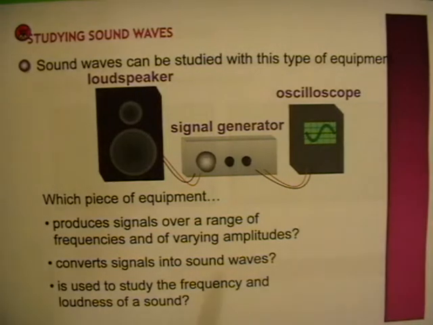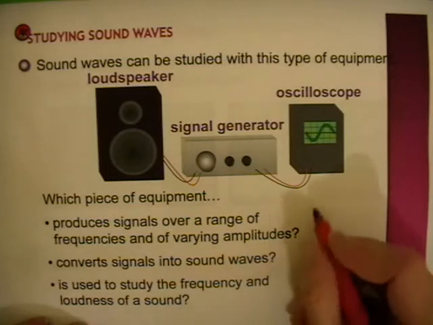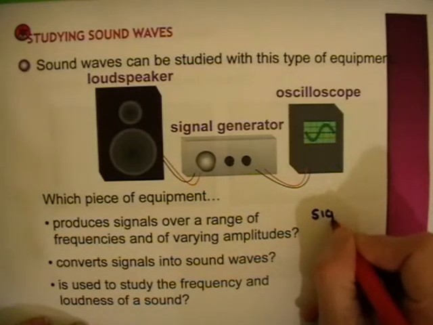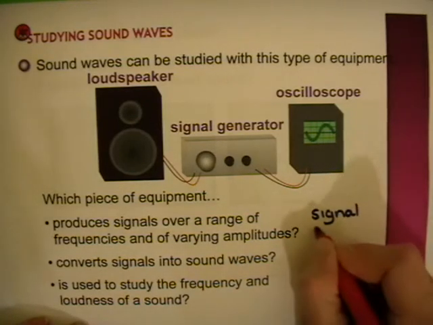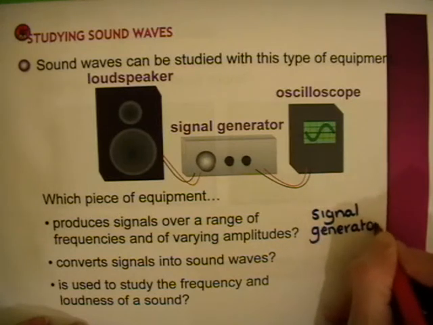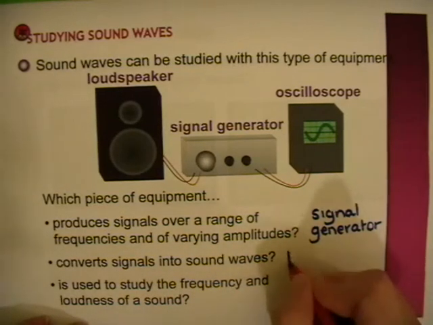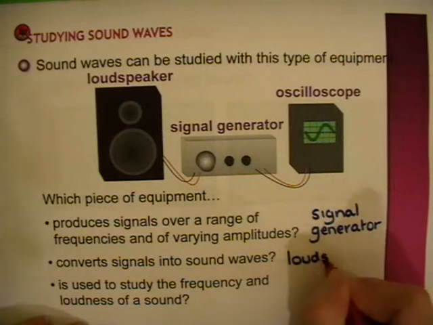Okay, we can study sound waves using this type of equipment. First of all, you've got a signal generator, and it produces signals over a range of frequencies and of varying amplitudes. So it's called a signal generator. So what converts those kinds of signals into sound waves? And that is the loudspeaker, and we can hear that then.